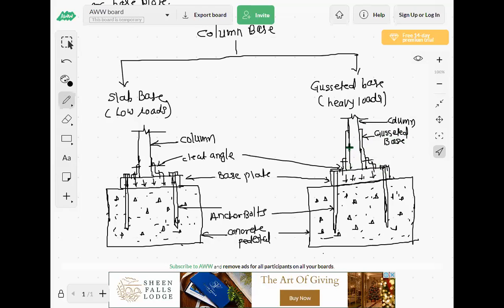So this column is fixed with this gusseted base. Here also connections are there. These connections, and the gusseted base may be connected to the column by weld or by bolts. So these are the two types of column base. First is the slab base and second is the gusseted base. So we have seen the basic difference between the slab base and gusseted base by the figures. Okay, so draw the sketches.